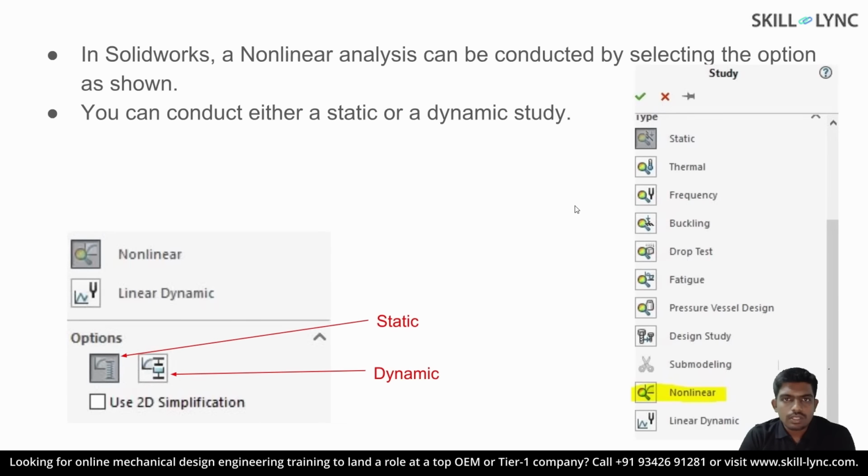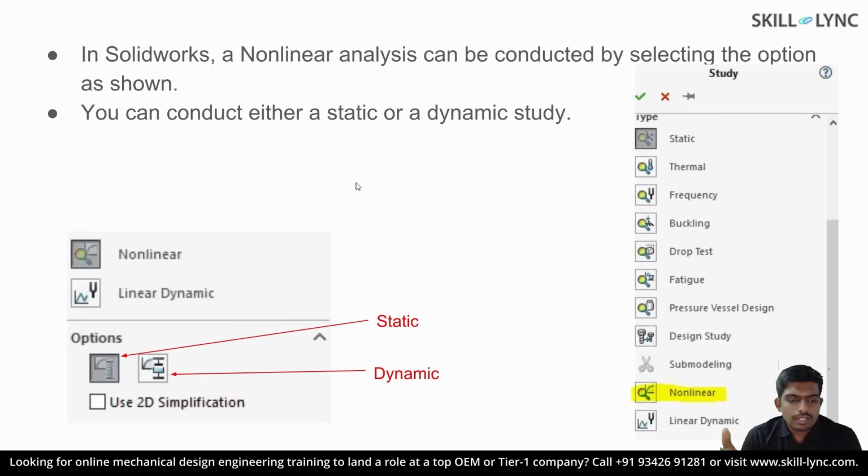Now in SolidWorks, if you are performing a nonlinear analysis, you are provided with two options. The first one is the static analysis, that is, you perform a nonlinear static analysis. The second one is a nonlinear dynamic analysis. Further, you have a small option called use 2D simplification, wherein if your model is symmetric about a plane or an axis, you can run a 2D simulation and then look at the 3D plot by replicating the results along the axis of symmetry.